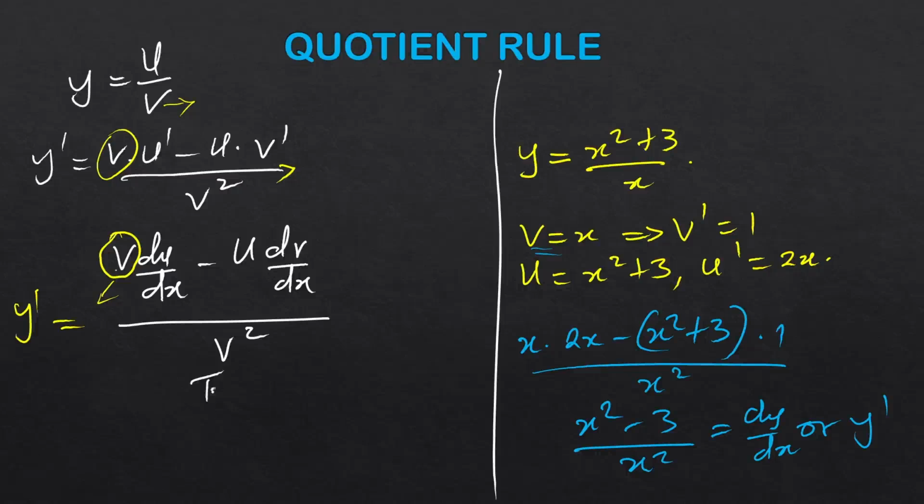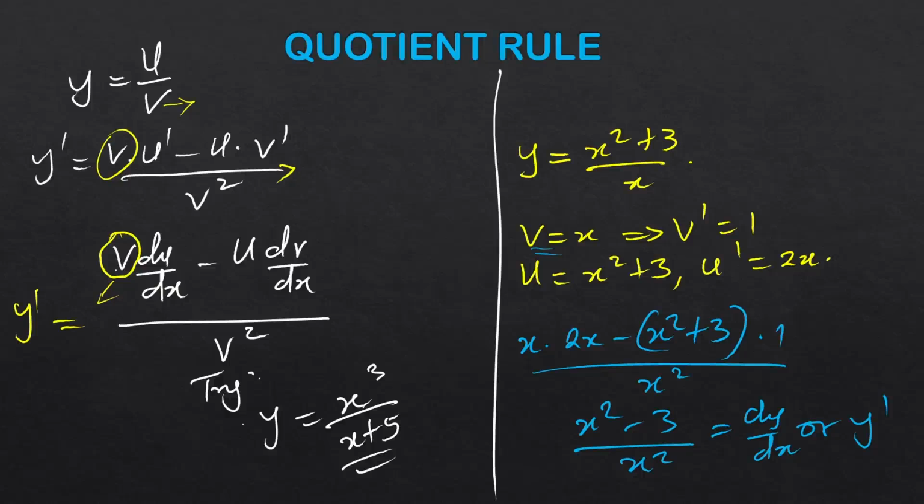So try this. Have y is equal to x raised to 3 all over x plus 5. Tell me what you got in the comment section. Alright, so we go to the next.